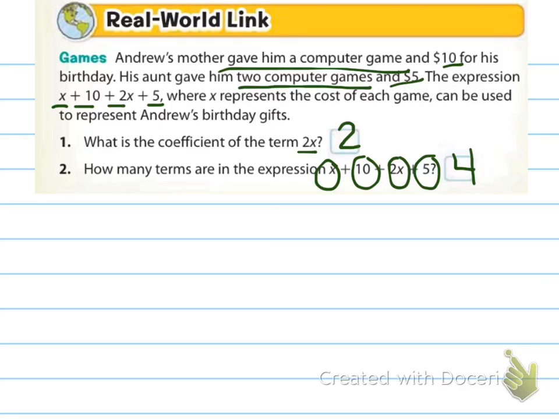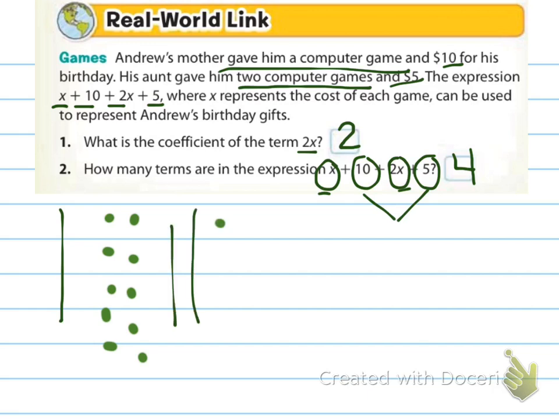Now, it doesn't ask you to do this, but why not just jump in? We've got x's and we've got constants. So we're going to combine our like terms. So I'm going to draw my sticks and my dots, okay? So here's my 1x. Here's my 10 dots. Then here's my 2x's. And here's my 5 dots.